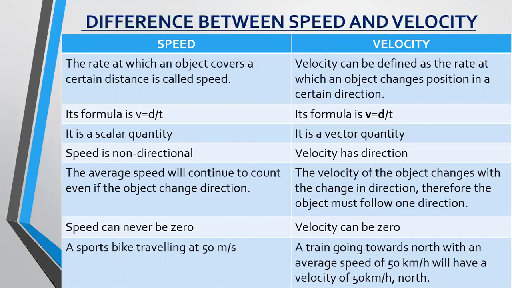The average speed will continue to count even if the object changes direction. However, the velocity of an object changes with change in direction. Therefore, the object must follow one direction. Speed can never be zero, velocity can be zero. An example of speed: a sports bike traveling at 50 meter per second, just the magnitude. And when you talk about magnitude with direction, it is velocity.